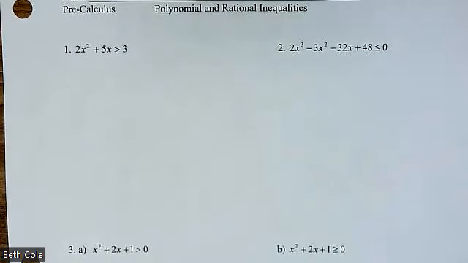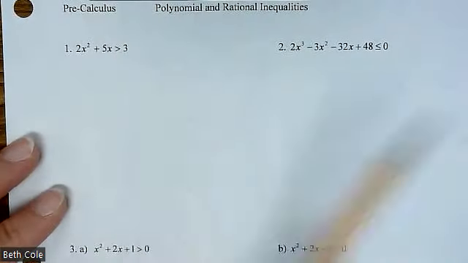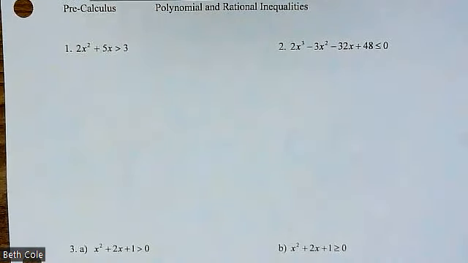So last time we did equations. This time we're going to do inequalities. And so the difference is instead of an equal sign, you're going to have an inequality sign. So greater than, less than, greater than or equal to, less than or equal to.